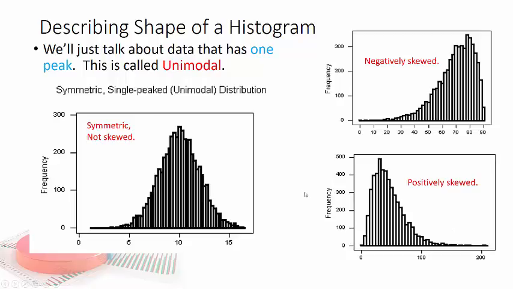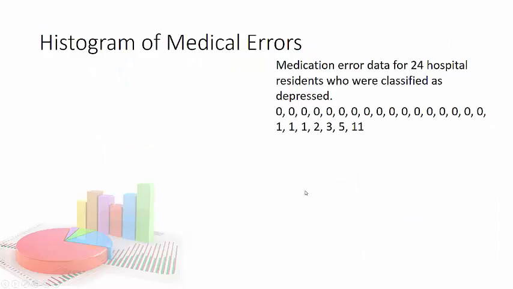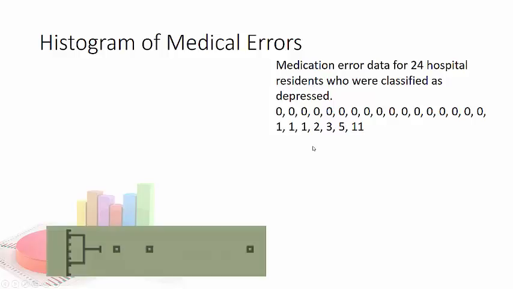that pulls the average up. So usually when we're talking about the shape of the data, we're going to say if it's symmetric or negatively skewed or positively skewed. So let's take a look at this histogram of medical errors for 24 hospital residents. And there was one guy making a lot of errors. So these are the guys giving the medication. And I'd be careful for this guy.